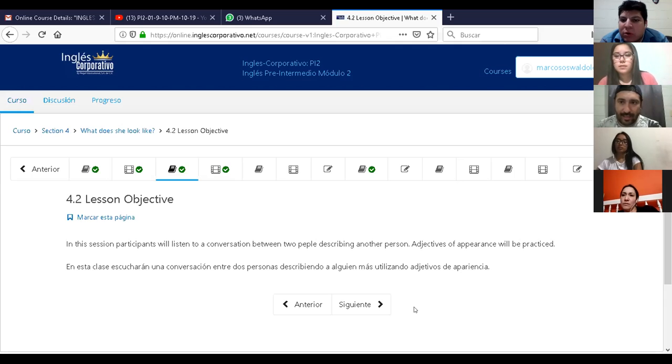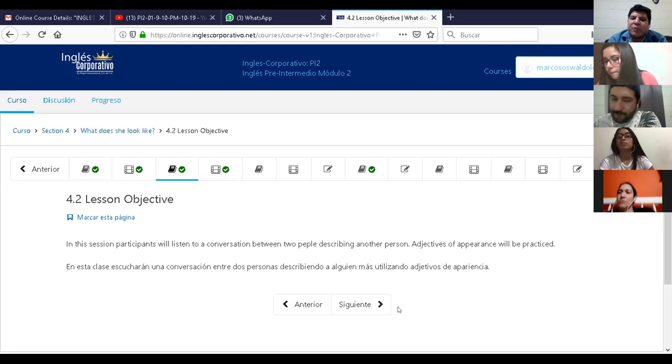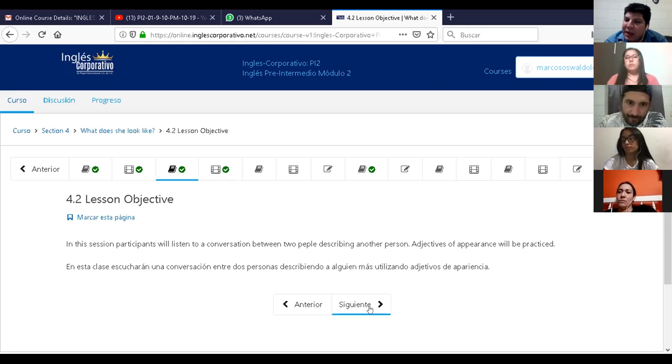Adjectives will be practiced. And here we're going to focus on the pronunciation of the regular verbs in past, practiced, with a little T at the end. All right, guys. So, en esta clase escucharán una conversación entre dos personas describiendo a alguien más utilizando adjetivos de apariencia. Let's go ahead and pay attention how they describe people because you will do it too.